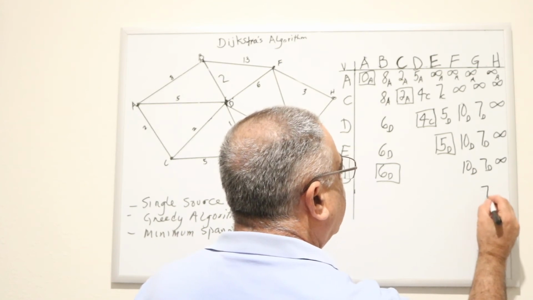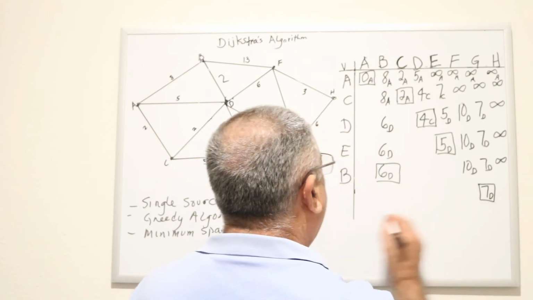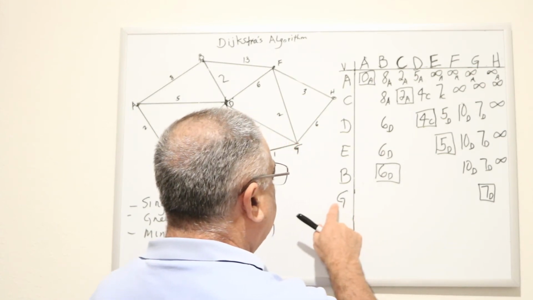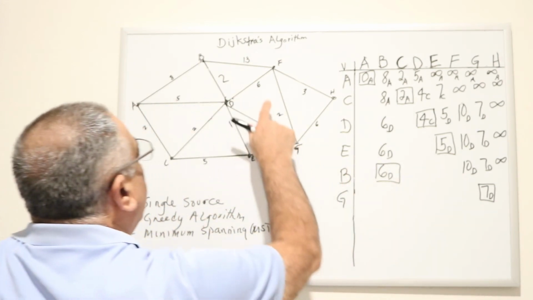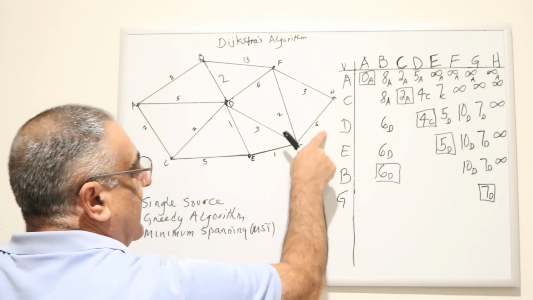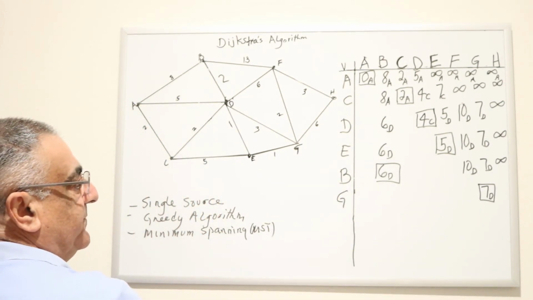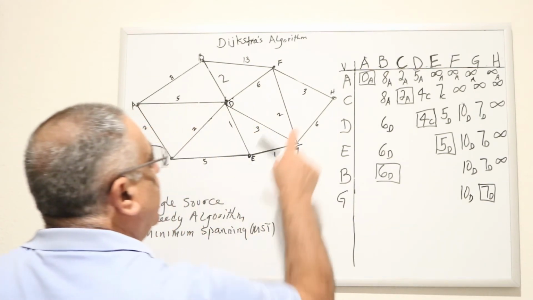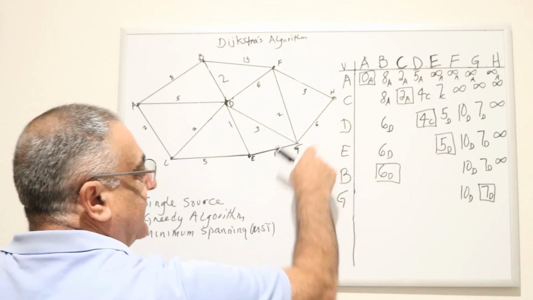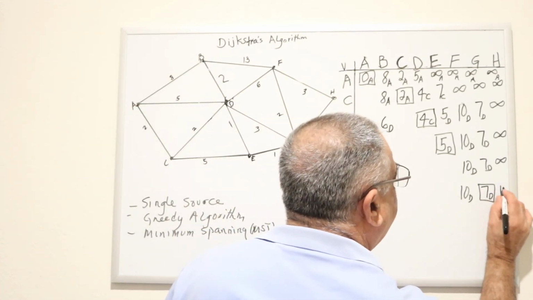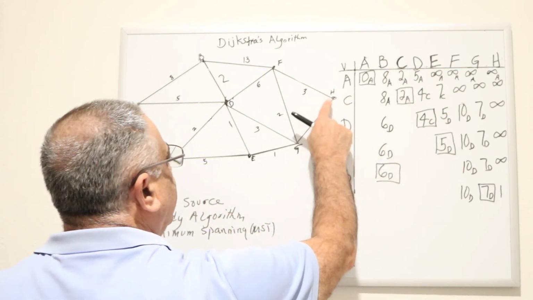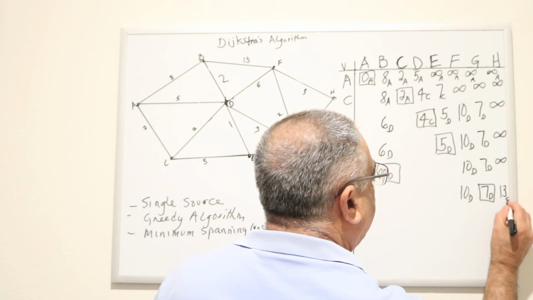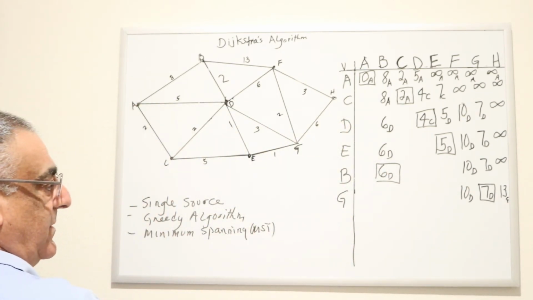I'm going to bring down my 7 because I'm going to box it, and that's going to be G. That's my value for G. Okay, now what's the distance from G to F? G to F is 6. 6 plus 7, that's 13. I have 10. Leave the 10 there. Okay, G to H. G to H is 6 plus 7, that's 13 from G. Okay? So basically, this is where we stand.